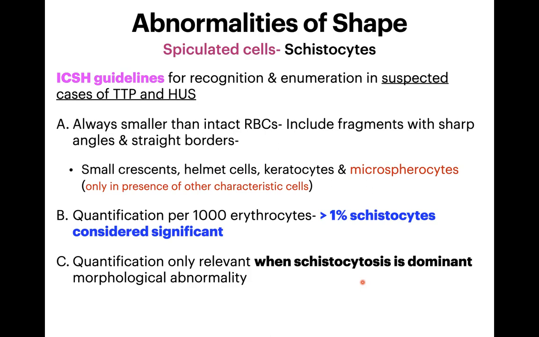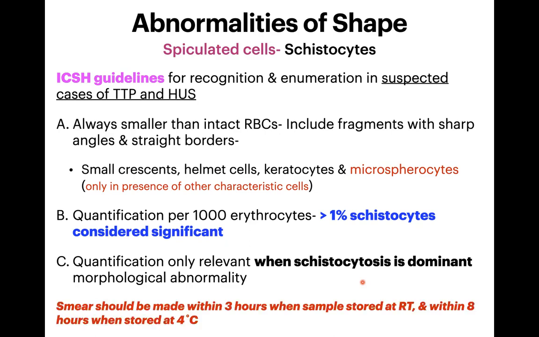I will just go back to that megaloblastic anemia example with this. In megaloblastic anemia, you are finding macrocytes, macro-ovalocytes, and other findings, okay? But there schistocytes is not the dominant morphological abnormality. So you don't quantify. The quantification, if you do it there, it's not relevant, okay? So when schistocytosis is the dominant abnormality, then only this quantification is relevant, okay?